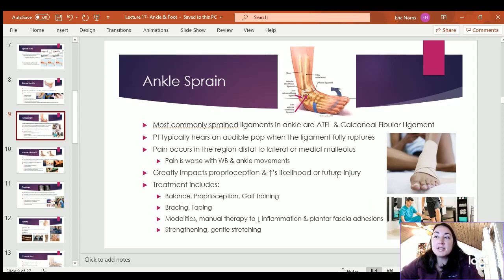Again, with a brace like that, the more you wear the brace, the more you become dependent upon the brace.